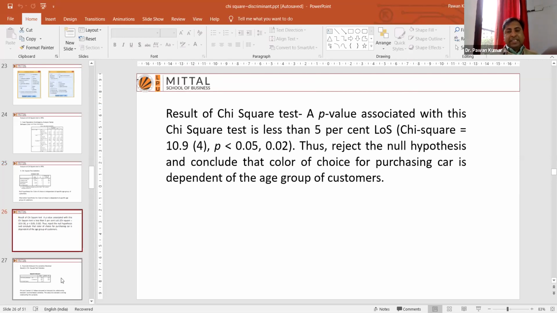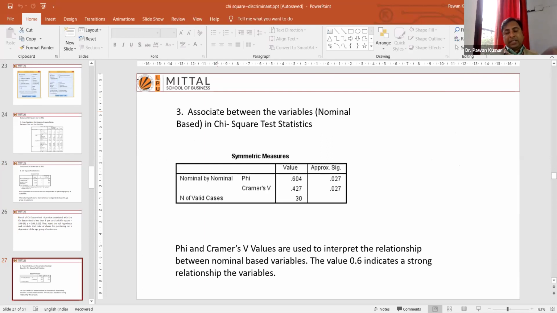Okay. Next, when we were selecting the options, we had also selected one of the options which was Phi and Cramer's V. Phi and Cramer's V actually shows the strength of relationship. And here the value is 0.60. When it is greater than 0.5, 0.6, 0.7, close to 1, it indicates a strong relationship between these two nominal variables, which are the color of choice and the type of the customer.